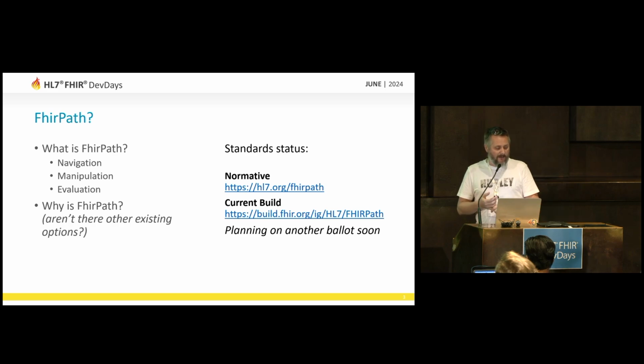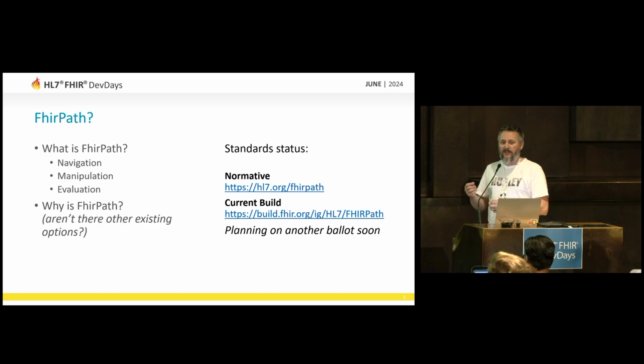FHIRPath is a navigational expression language for navigating through a resource instance and either manipulating it, finding particular pieces of data, or performing some form of evaluation to get a result based on that input material. Well, don't we have lots of other techniques for doing this sort of thing? With XML, there's XPath, which does the same sort of thing. We've got JSON, and there's JSONPath, which actually came around after we'd done the FHIRPath stuff.